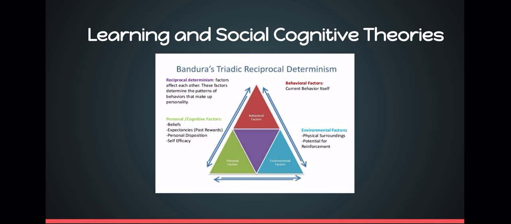Moving forward to learning and social cognitive theories, the social cognitive theory was created by Albert Bandura and follows the lines of reasoning of classical conditioning and operant conditioning. However, social cognitive theory includes the concept that learning occurs between a stimulus and response, and that behavior is learned by observing one's environment.